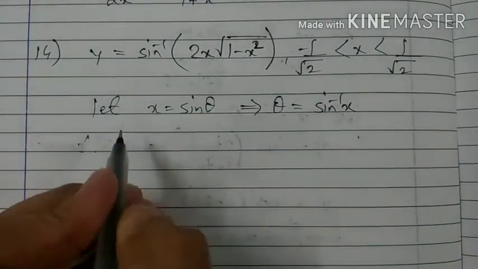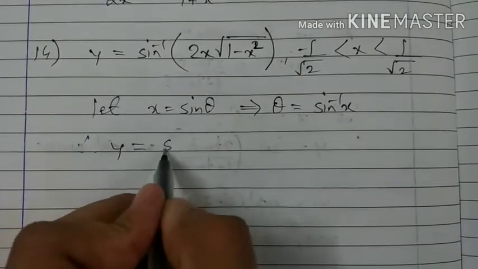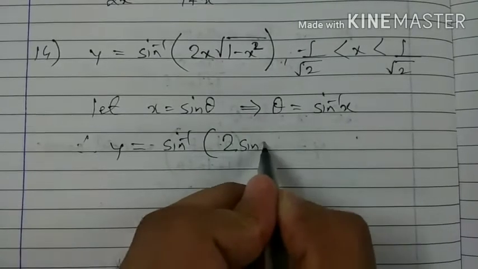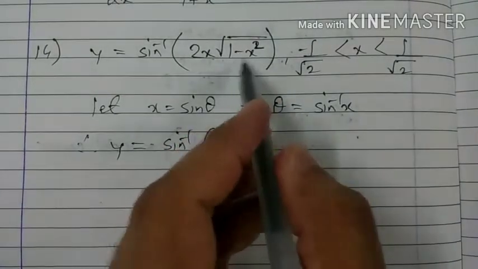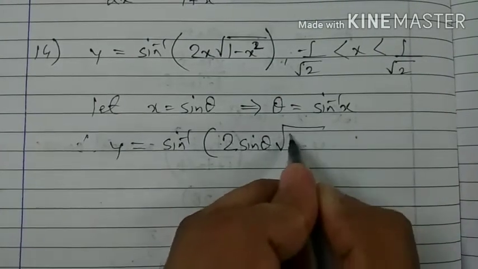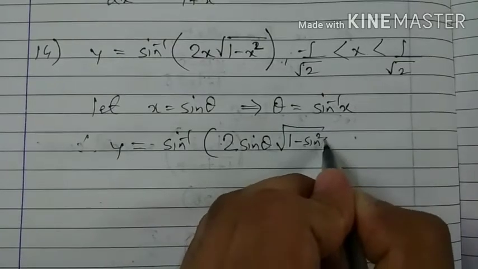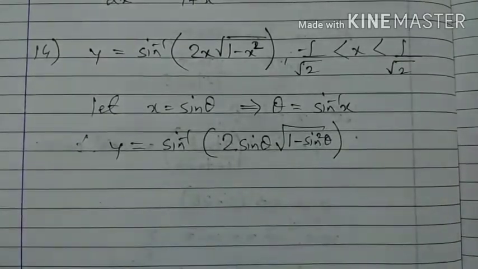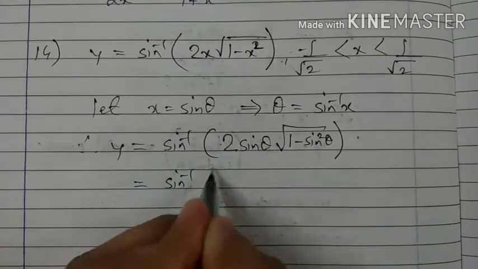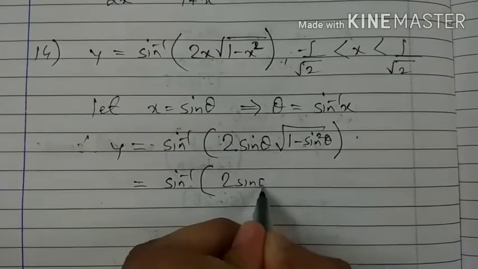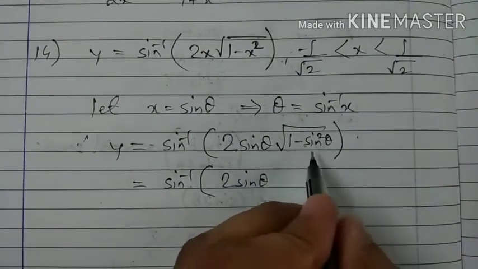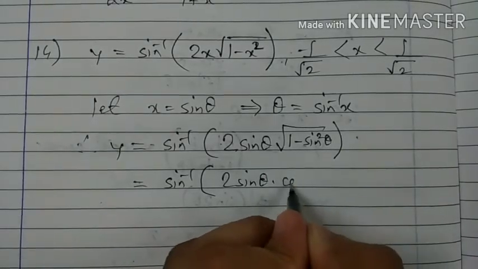Now putting x equal to sine theta in the given function, y equal to sine inverse of 2 sine theta and root of 1 minus x square, so root of 1 minus sine square theta. Now by simplifying, sine inverse of 2 sine theta times root of 1 minus sine square theta, that is cos square theta, and the square root of cos square theta is cos theta.